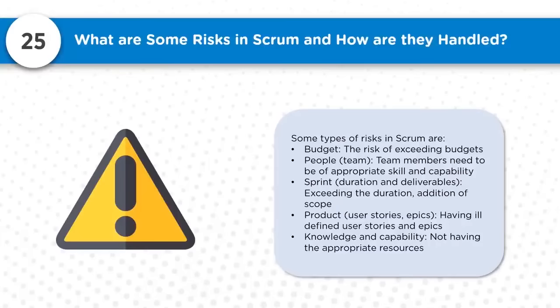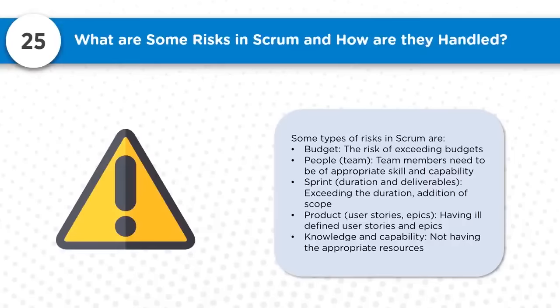People related: team members need to have appropriate skills and capabilities. If they lack that, it is obviously difficult. It's not just about skills and capabilities. It is the culture, the behavior, the attitude, the energy, the synergy, the collaboration that people will have. Then sprint related, in terms of duration and deliverables: exceeding the duration, or adding scope to the sprint in between. Those are the challenges and difficulties.